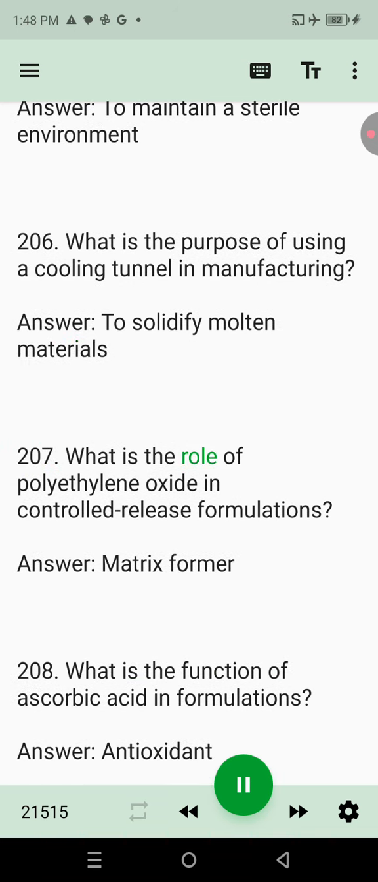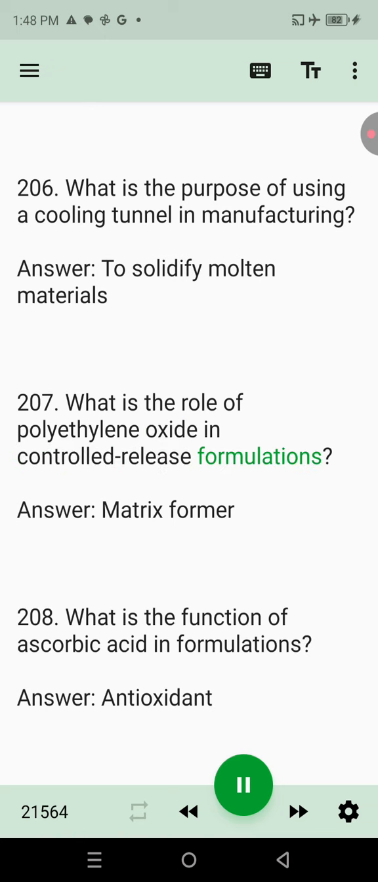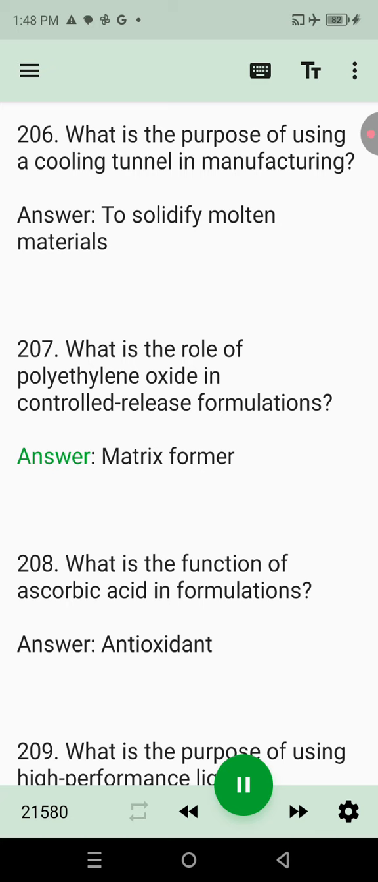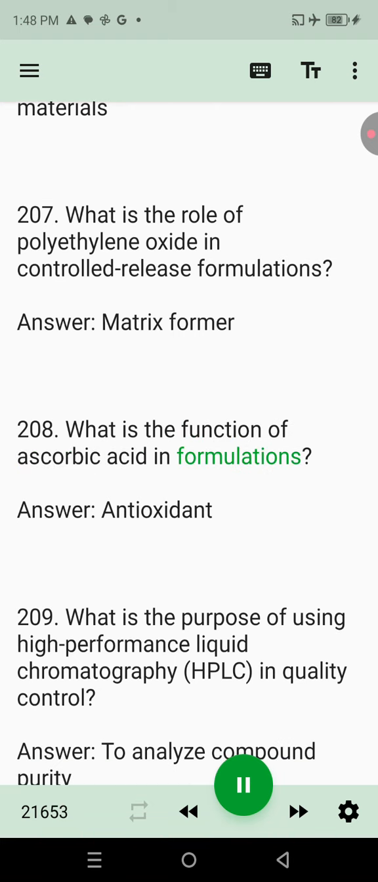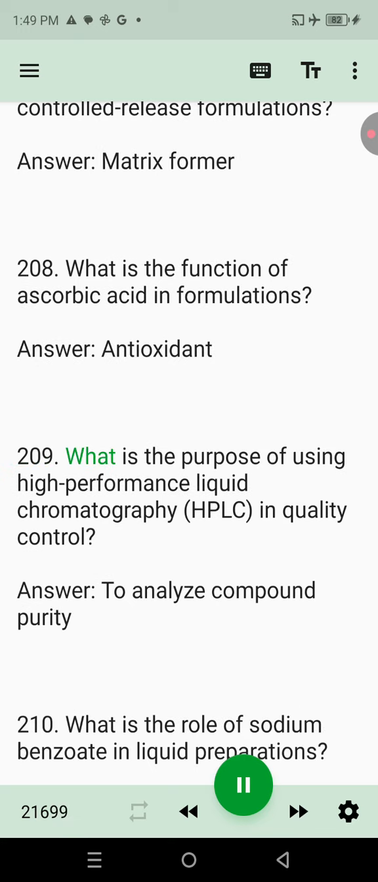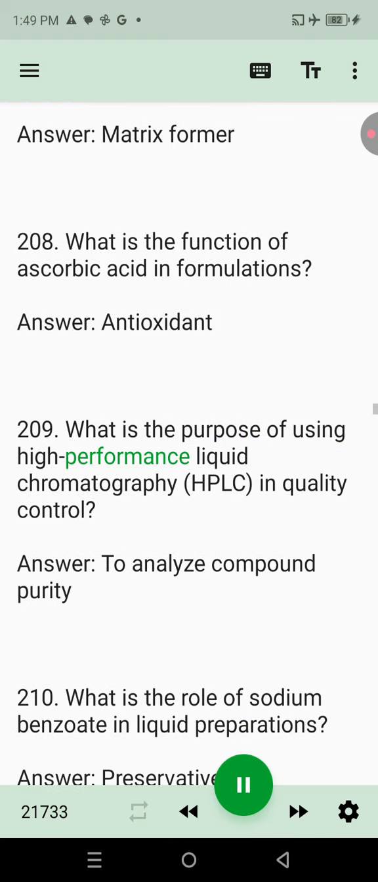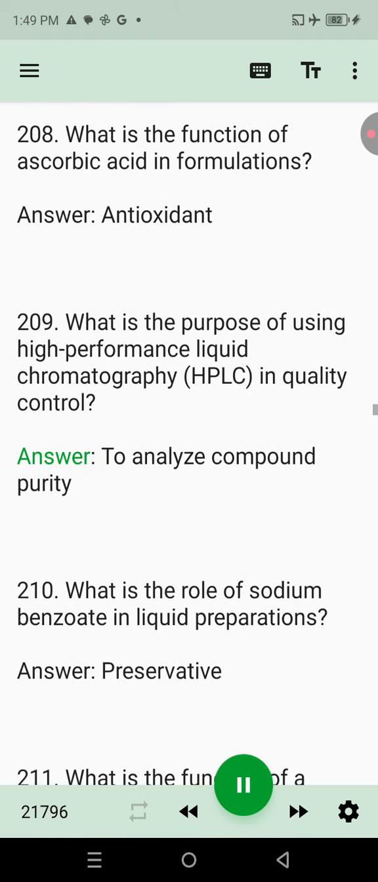207. What is the role of polyethylene oxide in controlled release formulations? Answer: matrix former. 208. What is the function of ascorbic acid in formulations? Answer: antioxidant. 209. What is the purpose of using high-performance liquid chromatography (HPLC) in quality control? Answer: to analyze compound purity.